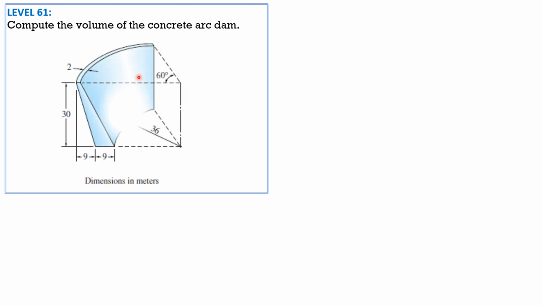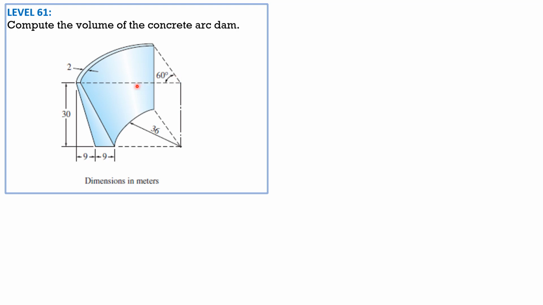Problem 61: compute the volume of the concrete arc dam. So here is the cross section, and the arc dam is to be revolved about the vertical axis here through an angle of 60 degrees. So it's not one revolution. And the angle 60 degrees is pi over 3 radians.